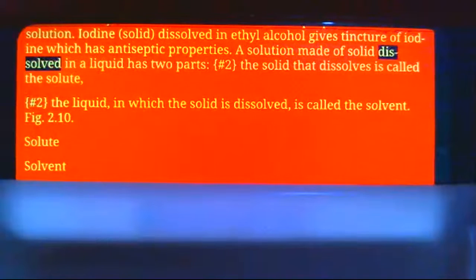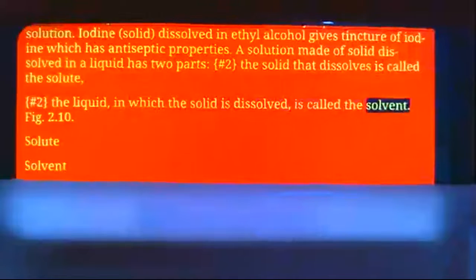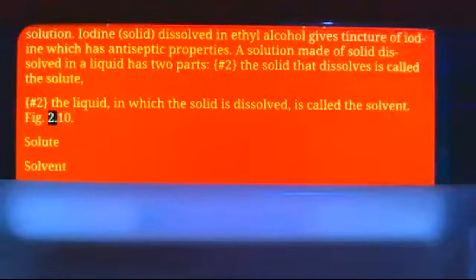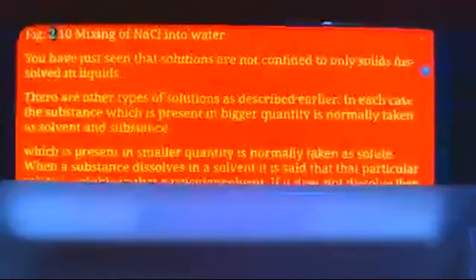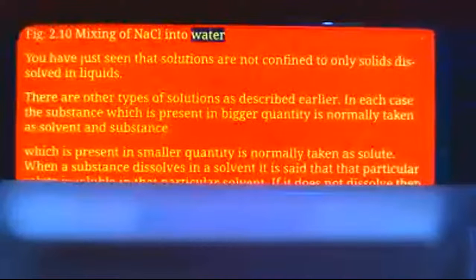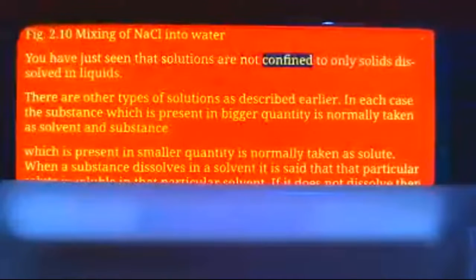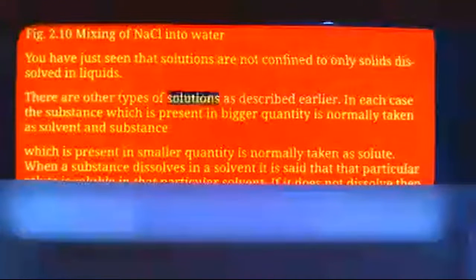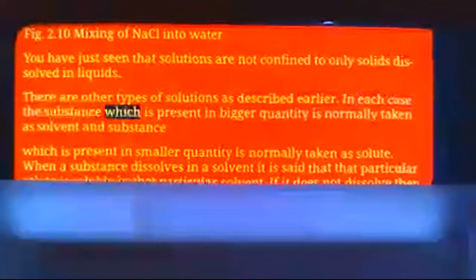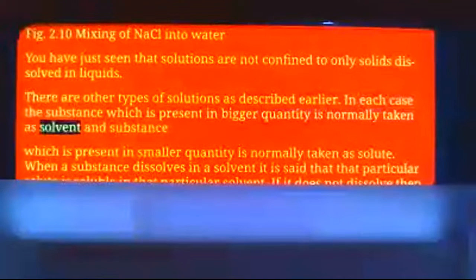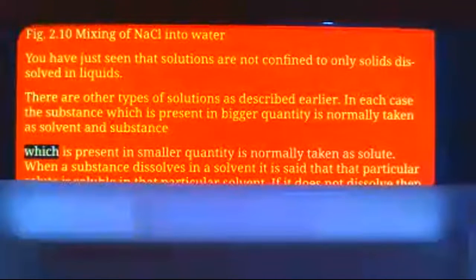A solution made of a solid dissolved in a liquid has two parts. Number 1: the solid that dissolves is called the solute. Number 2: the liquid in which the solid is dissolved is called the solvent. Figure 2.10: mixing of alcohol into water. You have just seen that solutions are not confined to only solids dissolved in liquids. There are other types of solutions as described earlier. In each case, the substance which is present in bigger quantity is normally taken as the solvent and the substance which is present in smaller quantity is normally taken as the solute.